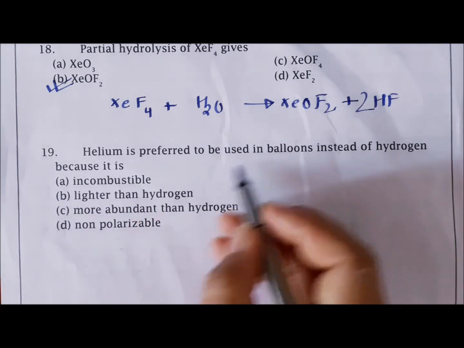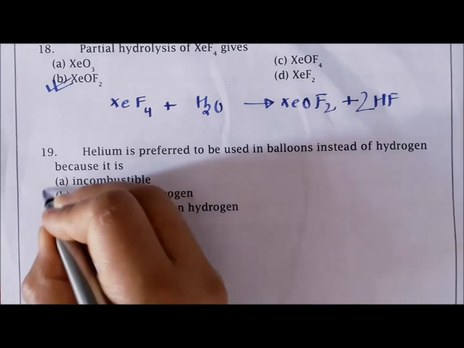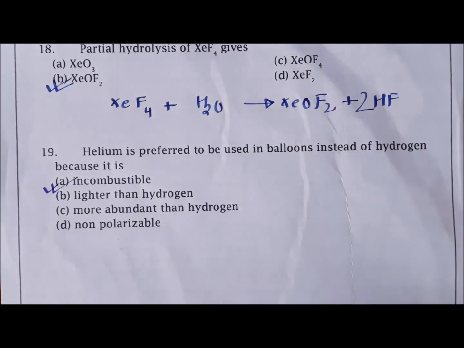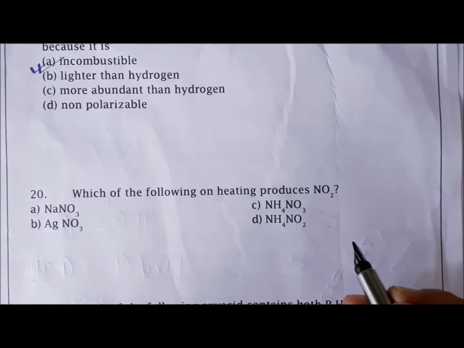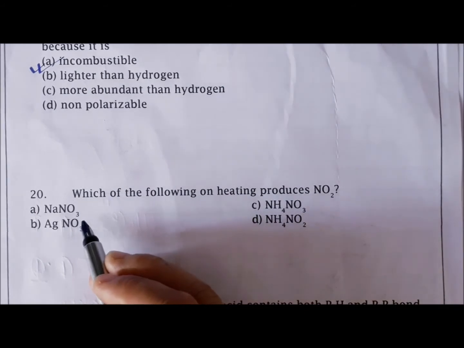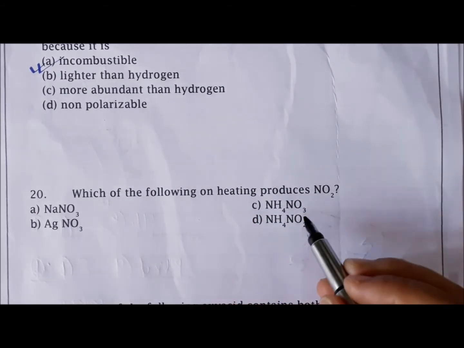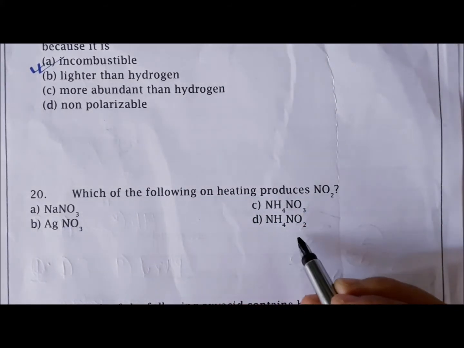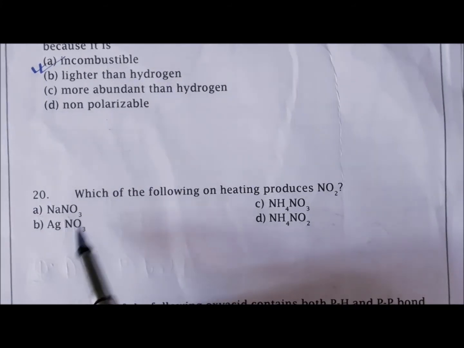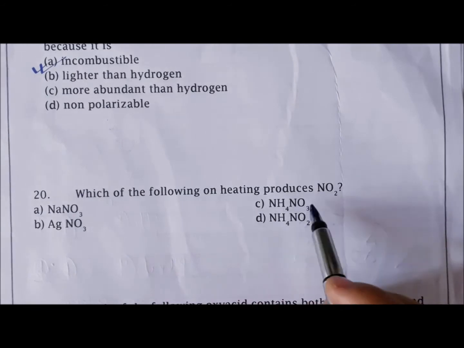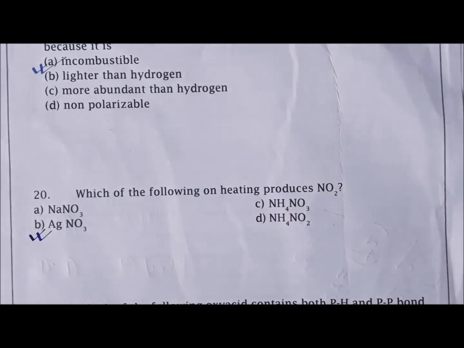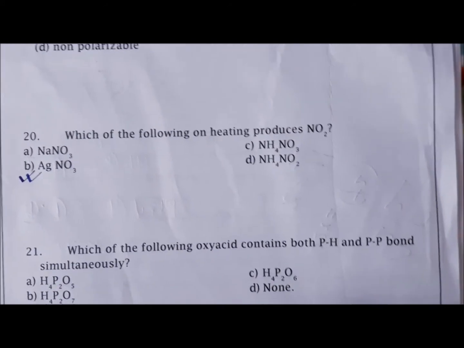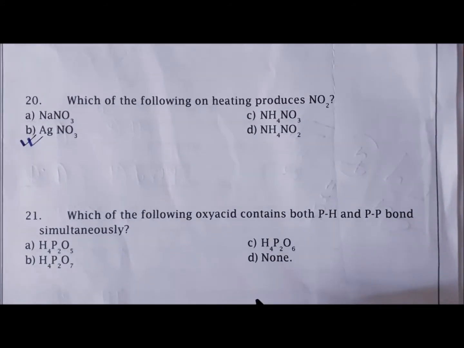So helium is preferred to be used in balloons instead of hydrogen, which is highly flammable. Next, which of the following on heating produces NO2? Sodium nitrate, silver nitrate, ammonium nitrate and ammonium nitrite. Let us check the reaction. The correct option is silver nitrate. So silver nitrate on heating produces NO2, nitrogen dioxide.